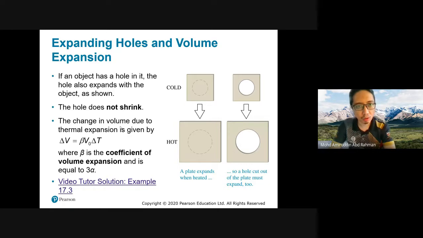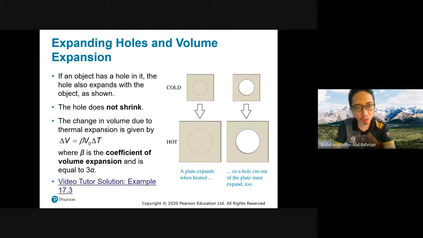Now, in terms of holes and volumes, let's say you have an object with a hole in it. The hole also expands. That means when you apply heat, the hole becomes bigger. The hole does not shrink.